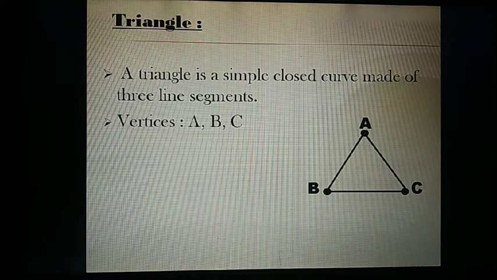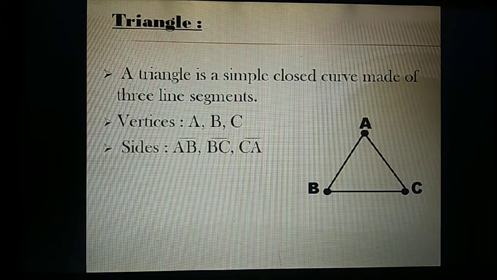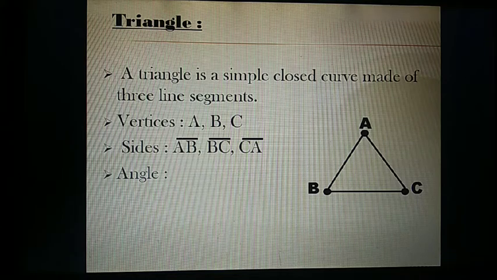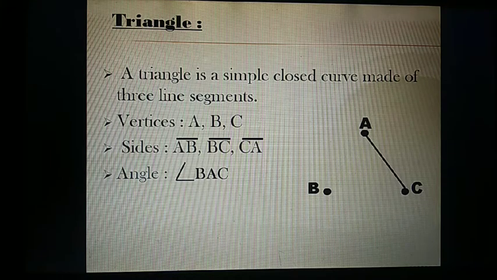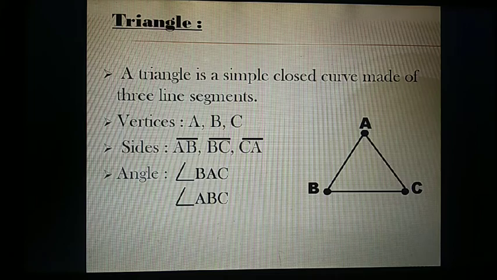Here, vertices are A, B, C as they are the meeting points of two line segments. Next, AB, BC and CA or AC are the sides of the triangle. Angles are angle BAC or CAB or angle A. We can name our angle in three ways, either by a single letter or by using three letters in any pattern. Next is angle ABC or CBA or angle B. Next is angle ACB or BCA or angle C.